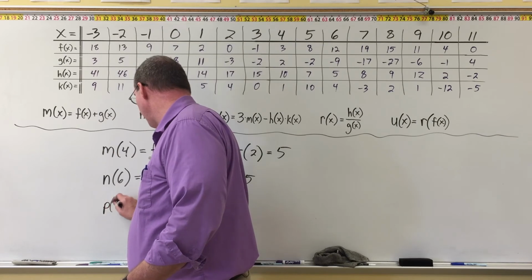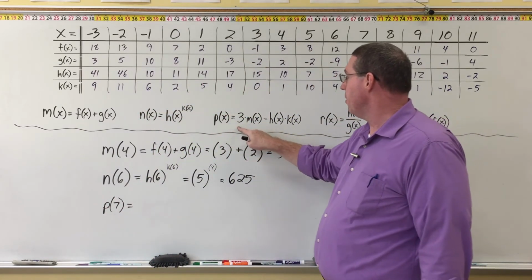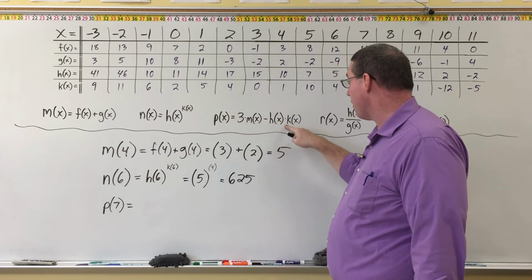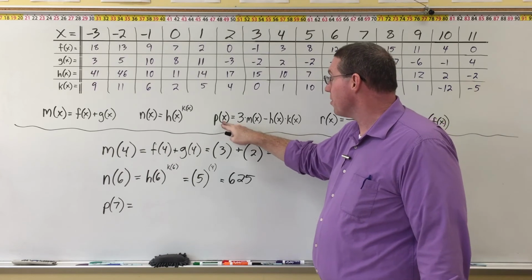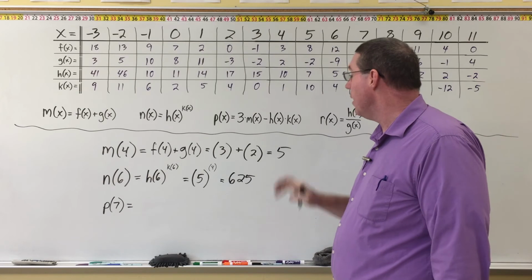P of 7. All right, well, P right here is kind of crazy. We have 3 times m of x, minus h of x times k of x. So we're going to replace the x with a 7. That means in each one of these places, we're going to replace the x with a 7. Okay? I'm going to pause now.